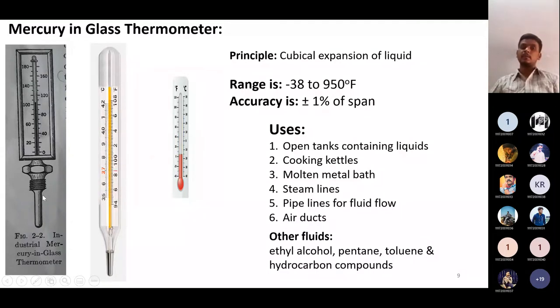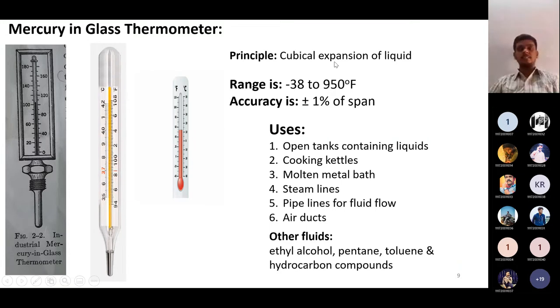Then other fluids can be used in place of mercury, like ethyl alcohol, pentane, toluene, hydrocarbon compounds. Usually if you want to increase the range of this instrument, you can change to some other fluid which has a different expansion coefficient and different boiling point. Or if you further want to increase the range, the free space above the mercury or above the liquid can be filled with some inert gases, so that its displacement capacity can be easily increased. That's the mercury in glass filled thermometer.